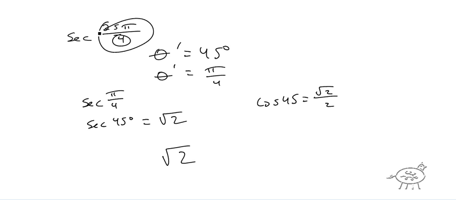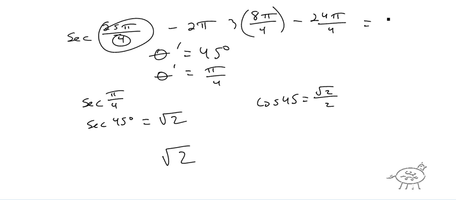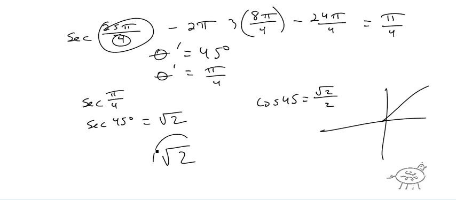So we're going to say 25 over 4. What do you subtract? You keep subtracting 2 pi. What is that in terms of 4s? It's 8 pi over 4. So how many times can I subtract that? Well, can I do that 3 times? Because isn't 3 times 8 pi over 4 24 pi over 4? And I have 25 pi over 4. So if I subtract that, I just get pi over 4. Very good. So I'm right there in the first quadrant. So my answer is positive root 2.